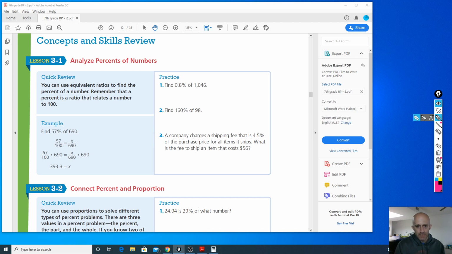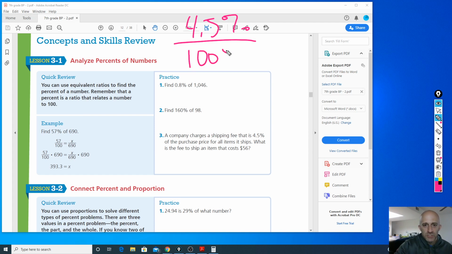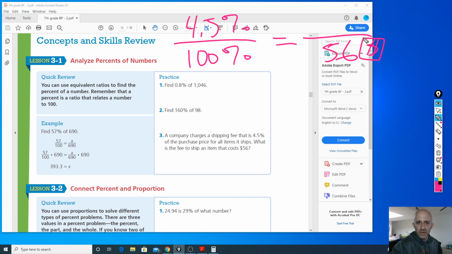Now, in this instance, the company charges a shipping fee that is 4.5% of the purchase price. So what would be our 100% purchase price? Well, it would be $56, right? Put the dollar sign over here. What we don't know is what the fee is, right? We don't know what the fee is.